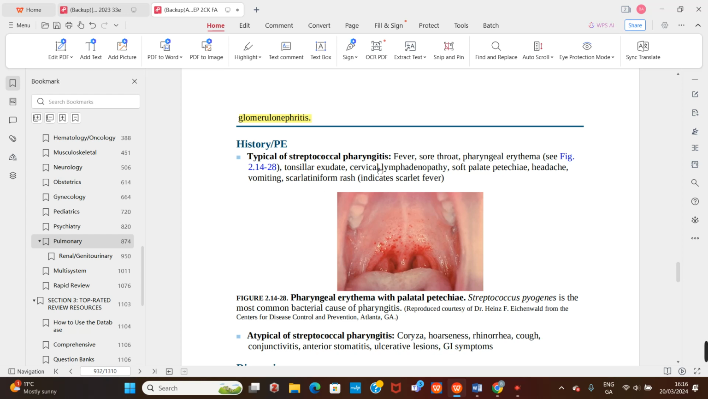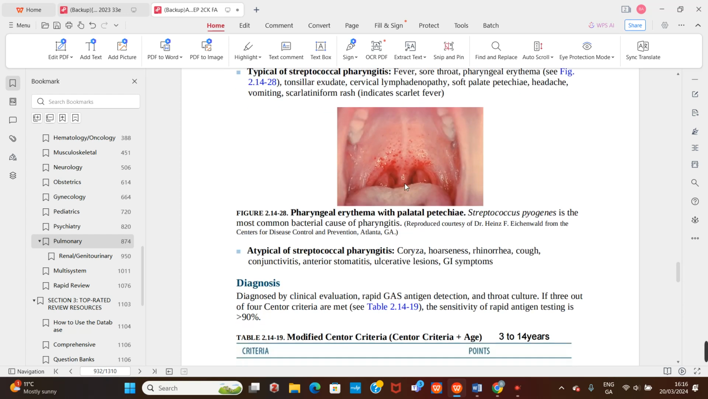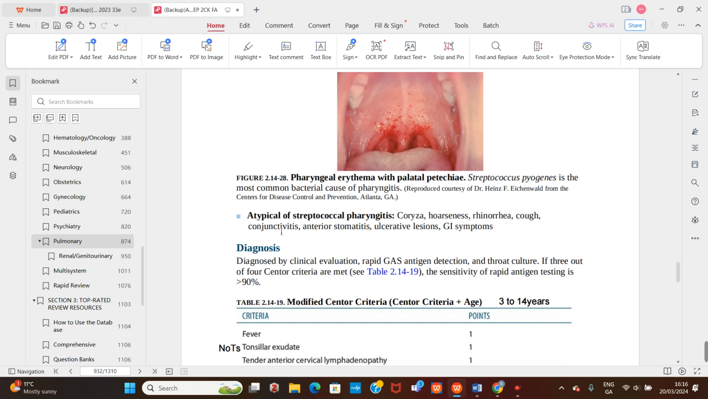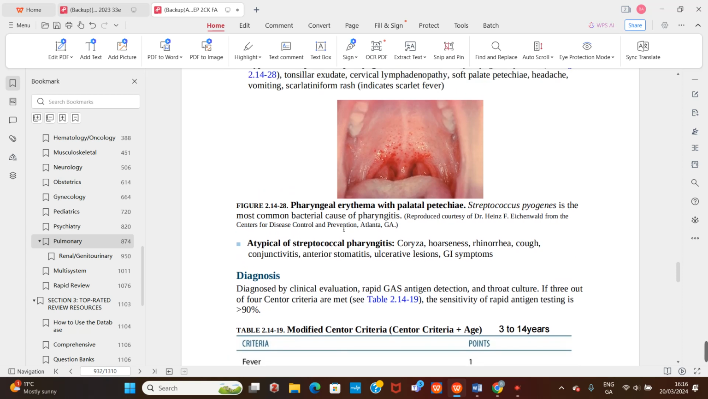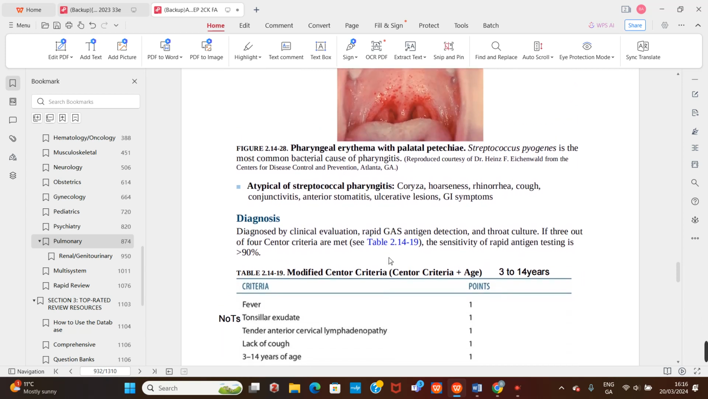So we are going to talk about the Centor criteria, where we are going to narrow down the important symptoms that we need to remember. Then, for the atypical features of streptococcal pharyngitis, that is the symptoms that you are going to see, and you should not have a high index of suspicion for.